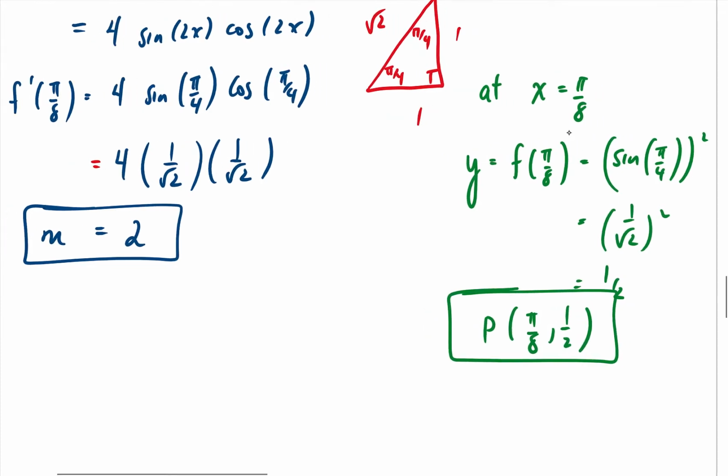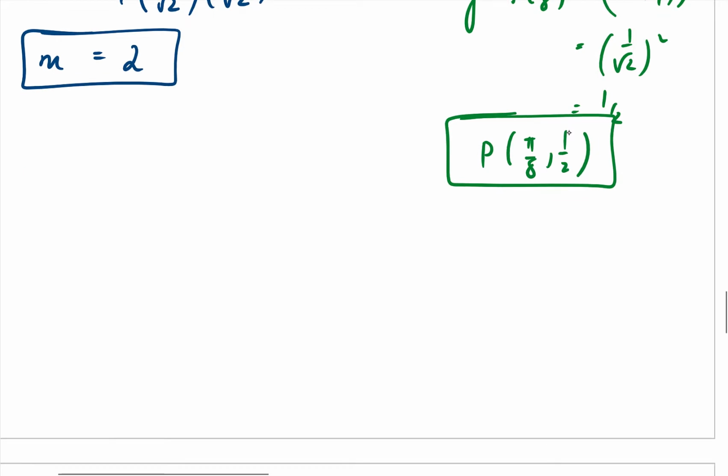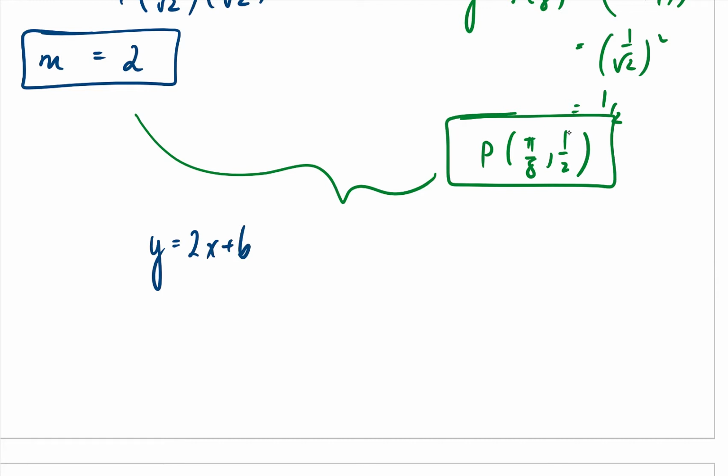All right, so we have our slope for our tangent line, and we have our point of tangency. So let's put these together. We have y equals 2x plus b. We sub in our point, so that's 1/2. 2 times pi over 8 is pi over 4, plus b. So b equals 1/2 minus pi over 4.